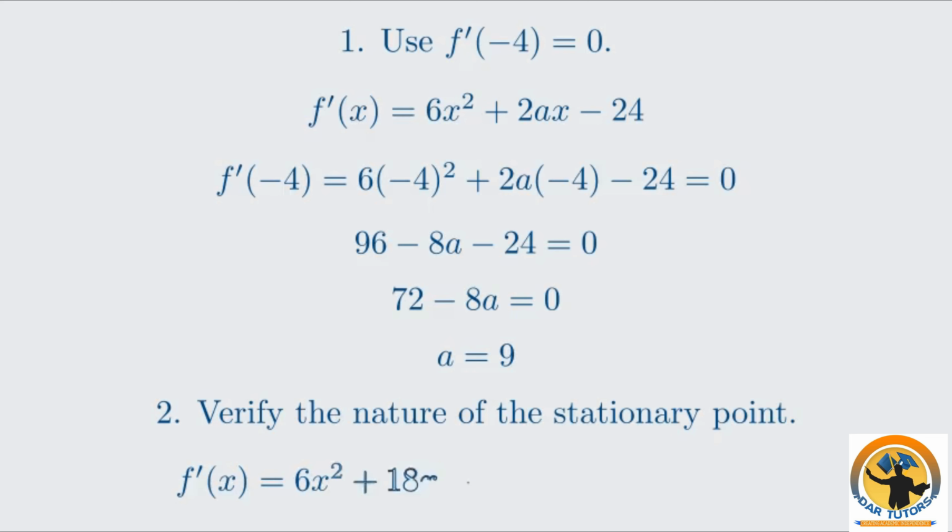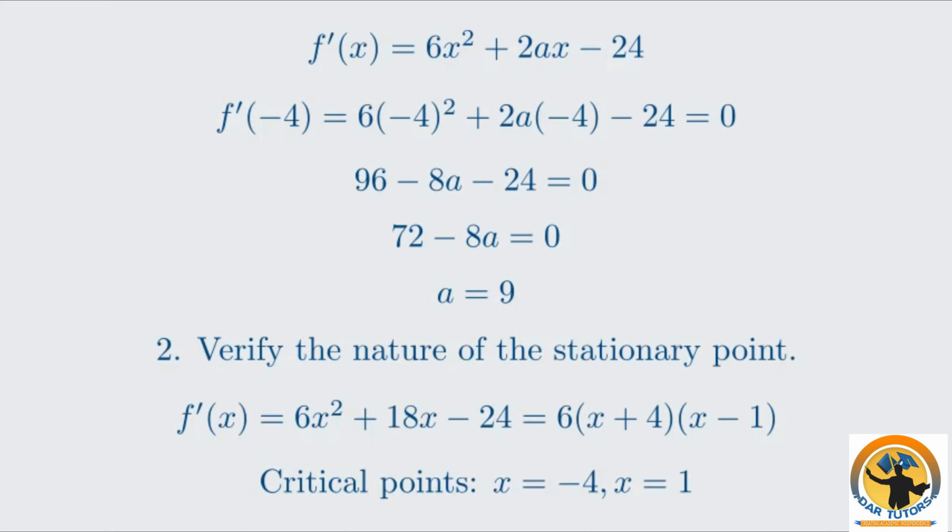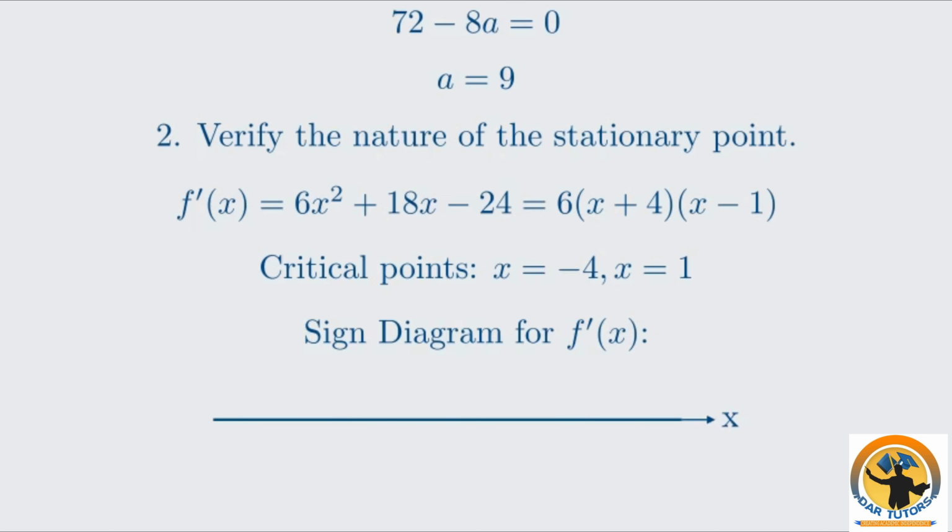Now that we have the value of a, we can write the full derivative. f prime of x equals 6x squared plus 18x minus 24. We can factor this to 6 times (x plus 4) times (x minus 1). The critical points are x equals negative 4 and x equals 1. Let's check the sign diagram. For x less than -4, f prime is positive. For x between -4 and 1, f prime is negative. For x greater than 1, f prime is positive. This confirms that at x equals -4, the derivative changes from positive to negative, which is indeed a local maximum. At x equals 1, it's a local minimum.